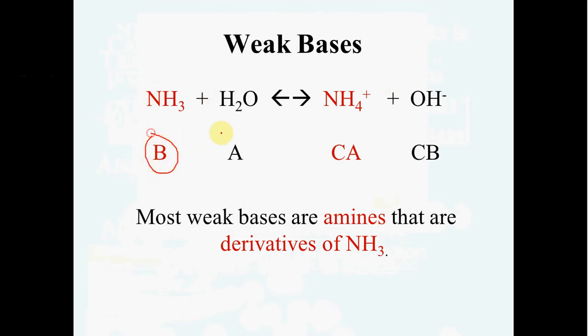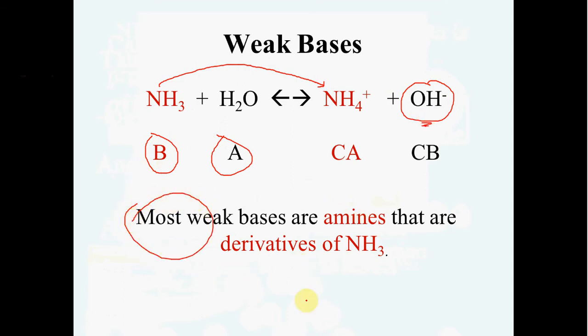Base plus acid means that ammonia, being a base, will form the ammonium ion as the conjugate acid. The conjugate base of water is the hydroxide ion. All weak bases, or most weak bases that you'll encounter, are amines. They are simply derivatives of ammonia. So ammonia's structure has a central nitrogen with 3 hydrogens and a lone pair of electrons. You will end up putting other groups on here other than the hydrogens, and these will all behave very similarly to the simple ammonia molecule.